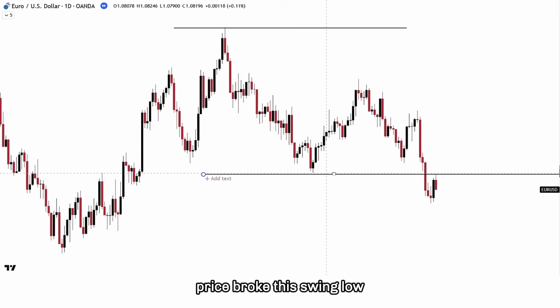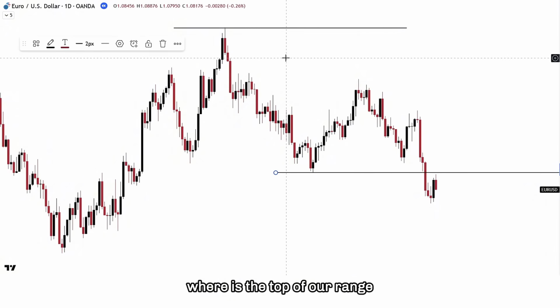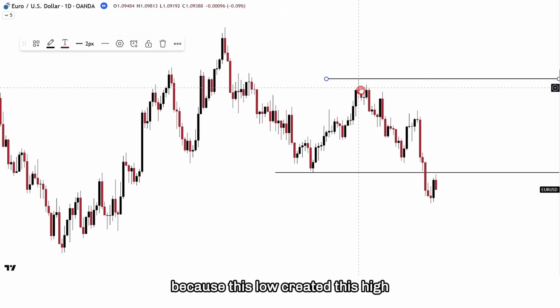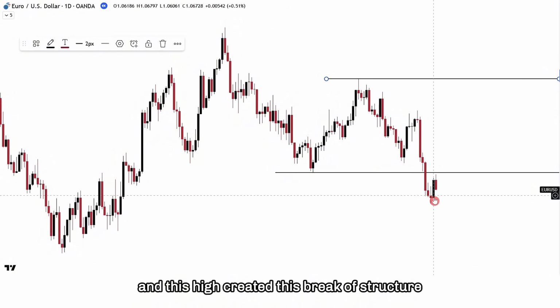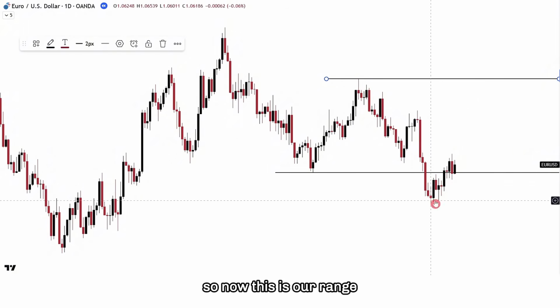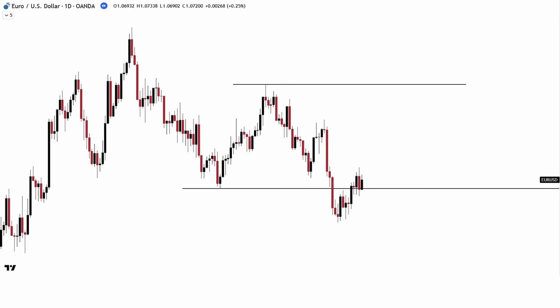Price broke this swing low. So if price comes back inside of this swing low, where is the top of our range? The top of our range will be this high because this low created this high and this high created this break of structure. So now this is our range, this swing low and this swing high. We are operating within our range.